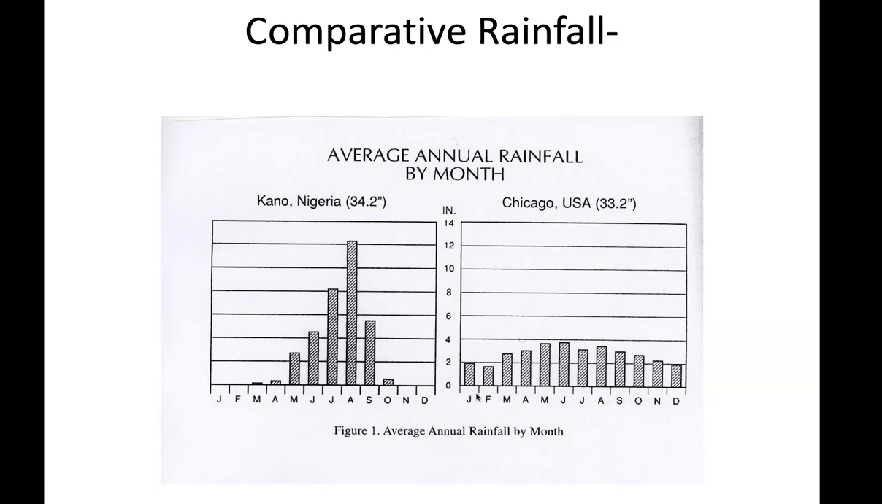Now here's what I was talking about, rainy season, dry season. Your textbook talks about this, but I want to actually show it to you here. This is a comparison of rainfall in Kano, Nigeria, on the left there, and Chicago, USA, on the right. They get roughly the same amount of rainfall every year, but the pattern is very different.